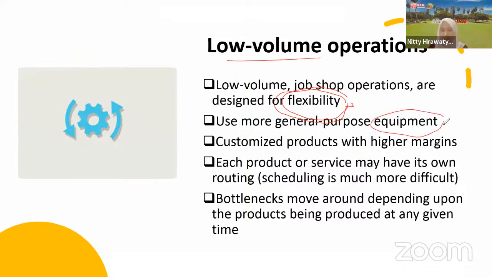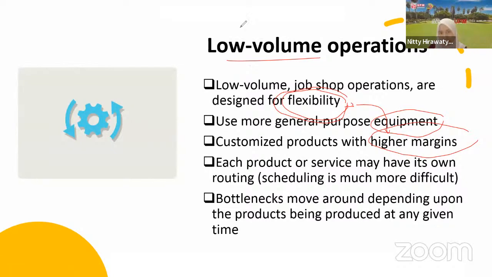Okay, and then we can customize product with higher margin because it's basically the high flexibility, the higher margin that we can earn, we can obtain. So for each product or service may have its own routing, scheduling is more difficult. So as compared to the high volume, low volume scheduling is much more difficult because why?